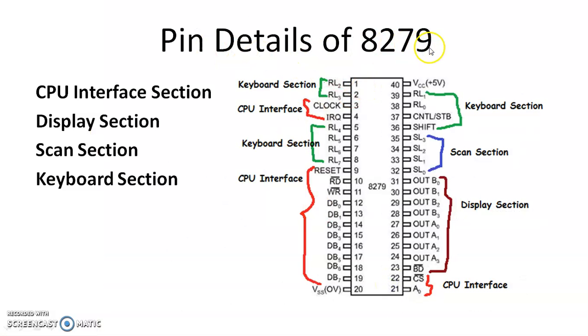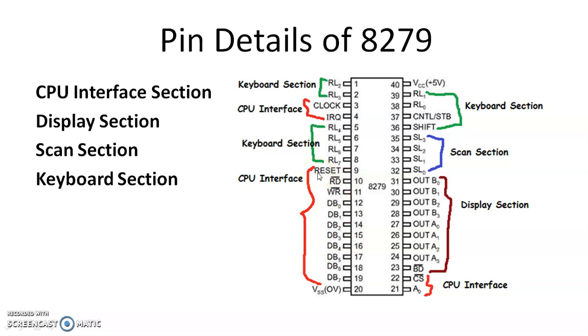Next, see the pin details of 8279. It is divided into 4 sections: CPU interface section, display section, scan section and keyboard section. In the keyboard section, RL0 to RL7, shift and control keys. In the scan section, it is SL0 to SL3. For the display section, out B0 to B3 along with A0 to A3. Then BD bar, this is blank display. Then CS is to enable 8279, and A0: if the value is 1, it is control or status information, and if A0 equals 0, it is data information. And DB0 to DB7 are the data lines.